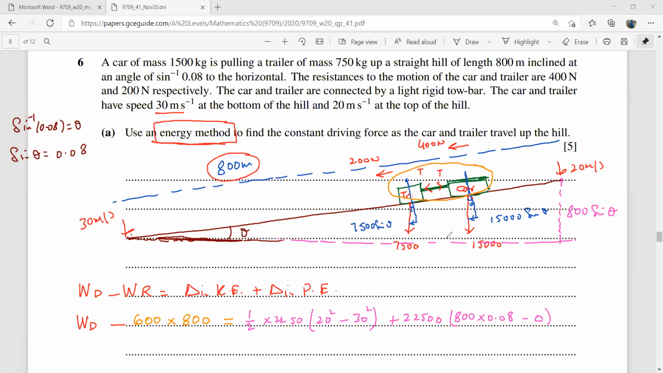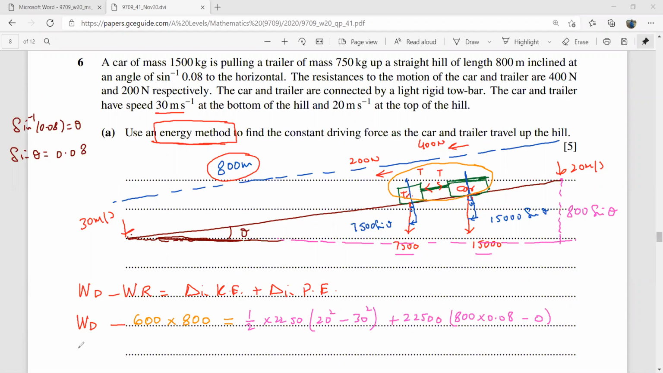Now please don't be confused with this weight's component over here. Some people add this into the resisting or the driving force. Remember, whenever you're dealing with the change in potential energy, do not try to make this weight's component a part of the driving force or a part of the resisting force, because this has already been considered here while determining the change in the potential energy.